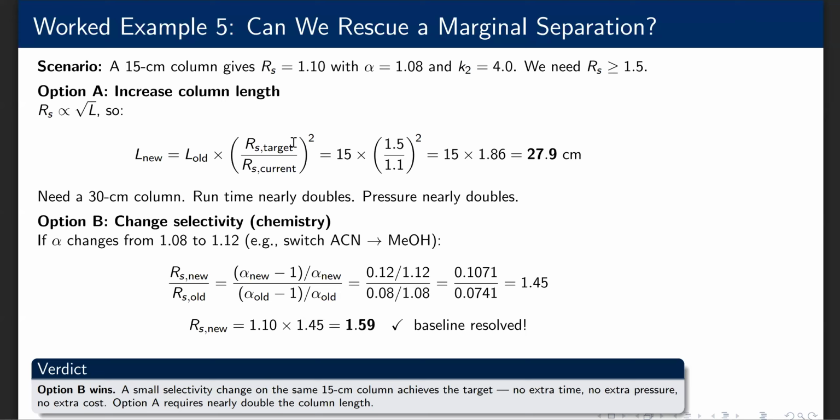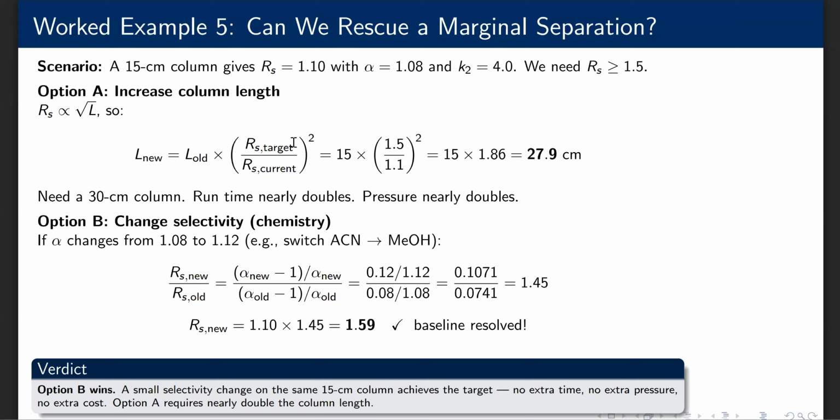Since resolution scales with the square root of length, you need L new equals 15 times (1.5 over 1.1) quantity squared, which is 15 times 1.86, giving 27.9 centimeters. Round that up to a 30 centimeter column. But that nearly doubles your runtime and doubles your back pressure.